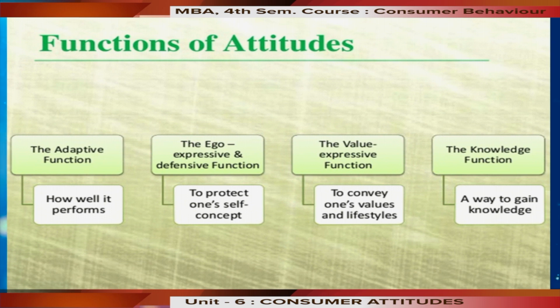Then we will go to the functions of attitude. There are different functions. First we will go to the adjustment function. Attitude helps people to adjust to different situations and circumstances. Then the second one is the ego defensive function. Attitudes are formed to protect the ego. We all are bothered about our self-esteem and image. So the product boosting our ego is the target of such kind of attitude.